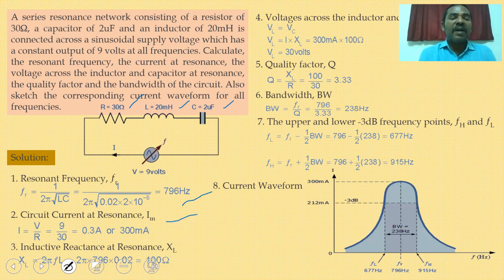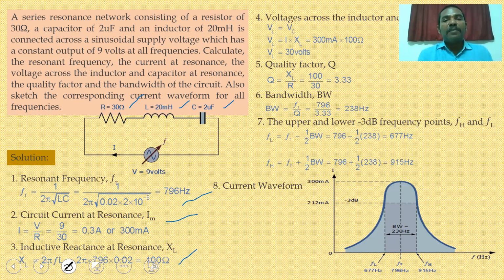Then the voltage drop across the inductor you have to calculate. So first you have to calculate the reactance of the inductor. So XL is equal to L omega naught. So by substituting omega naught is equal to 2 pi f naught, 2 pi into 796 into L value 20 into 10 power minus 3, finally you can get 100 ohms.